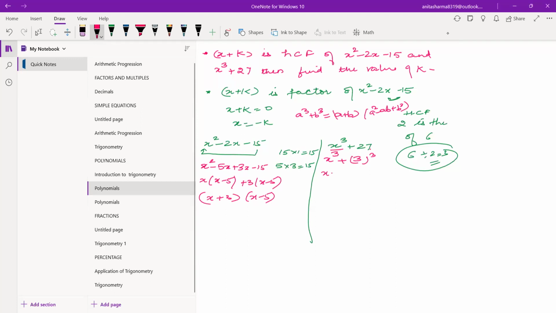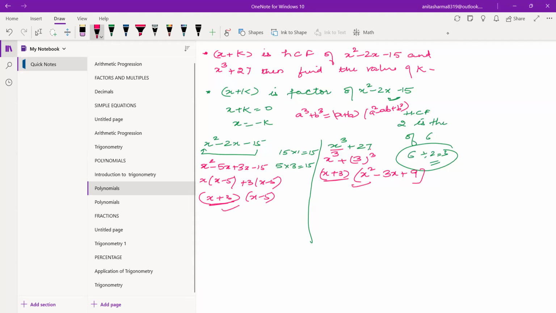So now put here x plus 3 into a square minus ab, so minus 3x plus b square 9. Clear? Yes, ma'am. So now if you observe, the common factor is x plus 3 or not? Yes, ma'am.